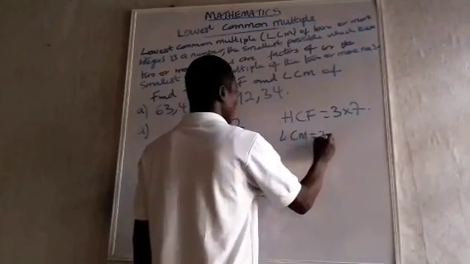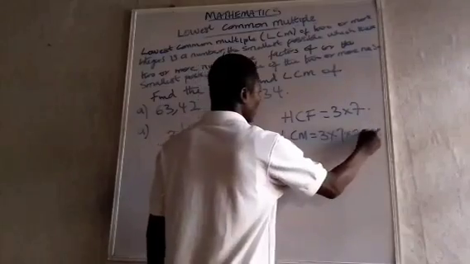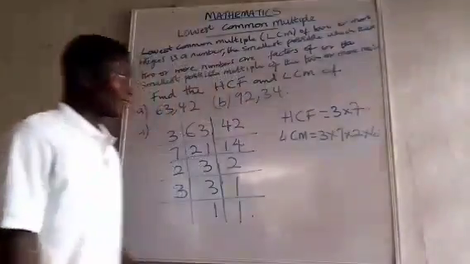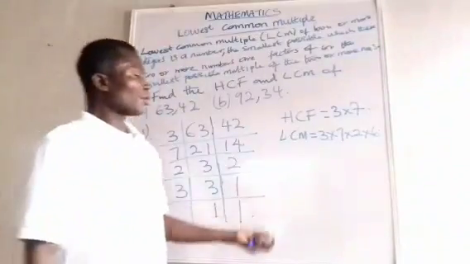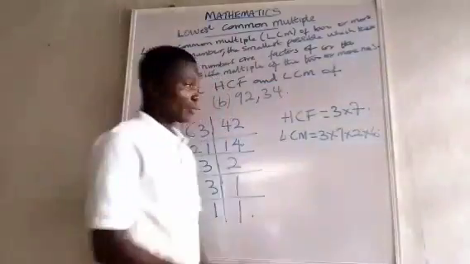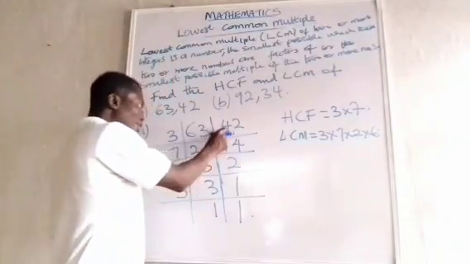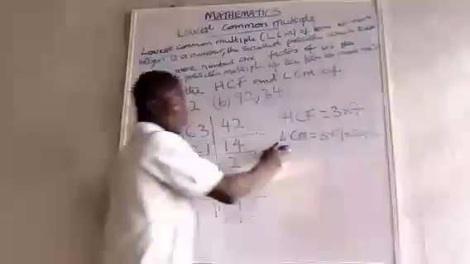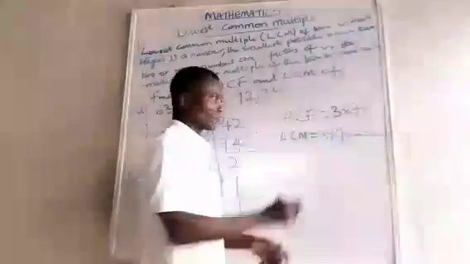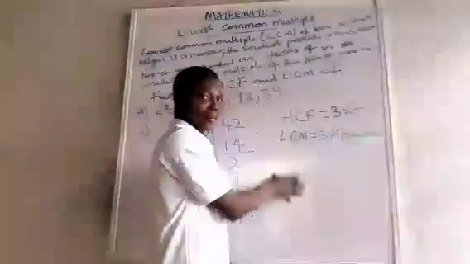is equal to 3 times 7 times 2 times 6. So what is this telling us? HCF is also a factor of LCM, because HCF is a factor of these two. Do you understand? HCF is a factor of this, a factor of this. So it is a factor of LCM. So invariably, HCF will be smaller than LCM.